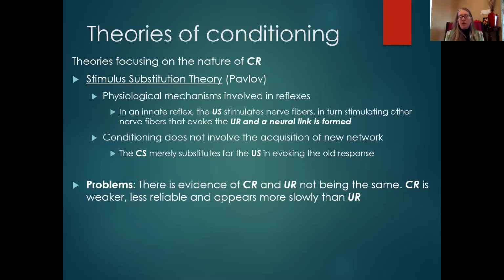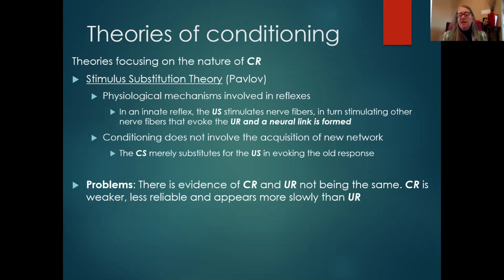And your book goes through several of them, and I'm only going to go through the ones that the book goes through. So one of them is called the stimulus substitution theory. And this was the theory that Pavlov created. Pavlov believed that there were physiological mechanisms involved in these reflexes. So it's because of the neural connections, or the way our nerves are connected, that the US will stimulate the nerve fibers that create the UR. So there's a neural link there, either through our neurons talking or our nerves, but there's a link there.